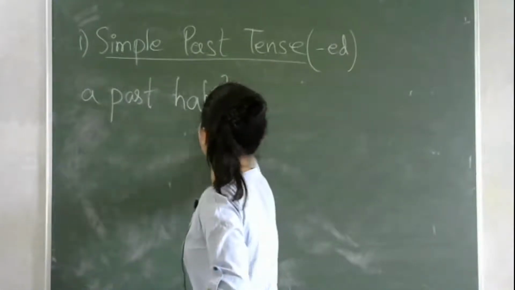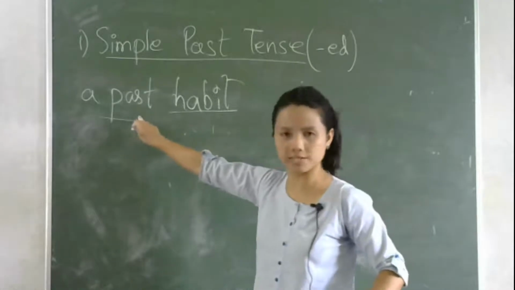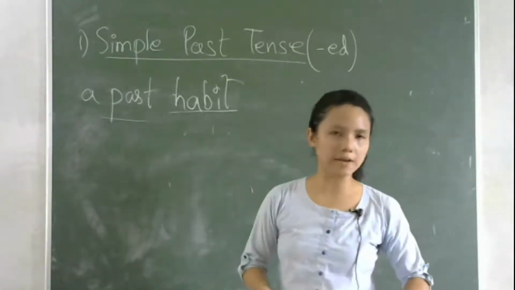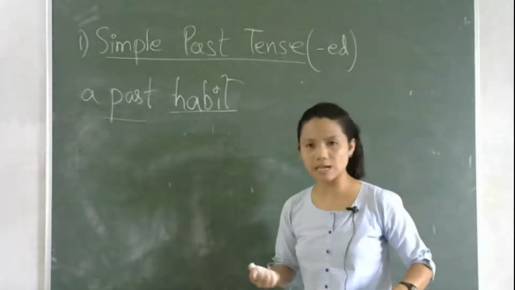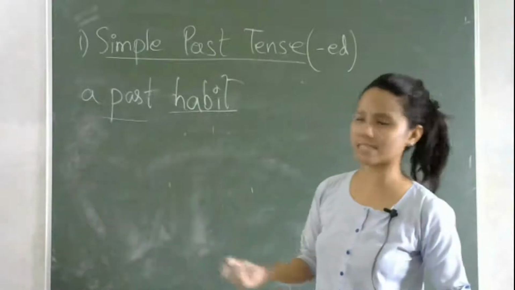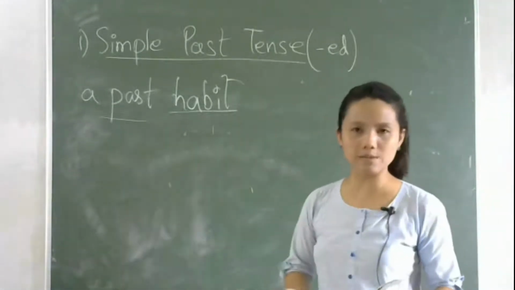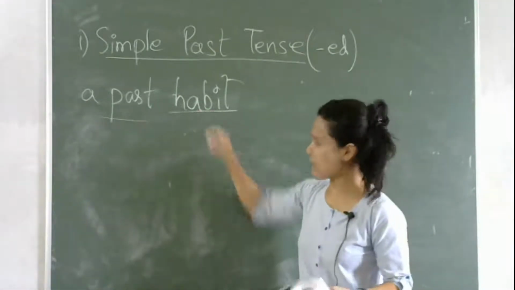A past habit. What is a habit? We know the meaning of past already. So what is a habit? Something that you do every day. You brush your teeth every day. You eat food every day. That is our necessity. You read books or you play football games. That is your regular thing that you do. So that is a habit.